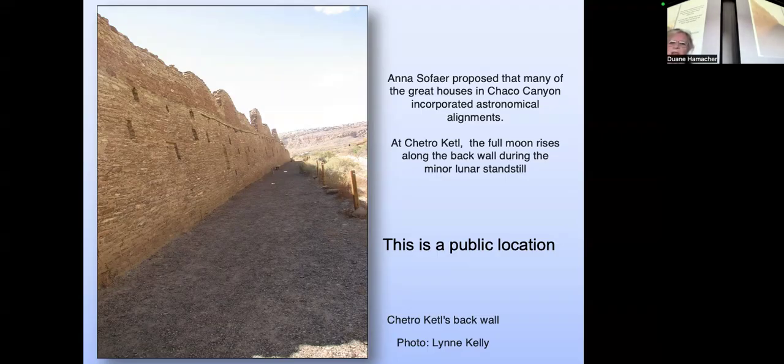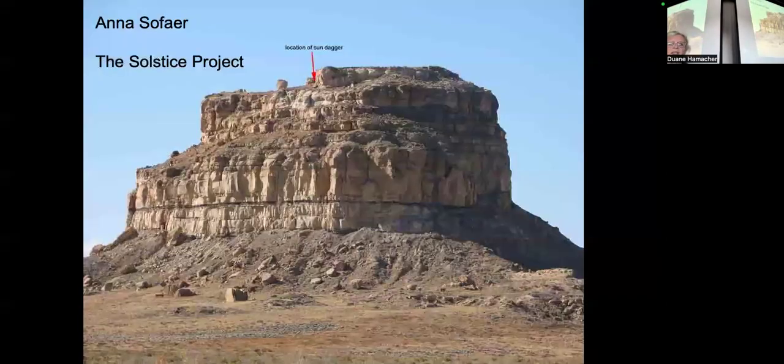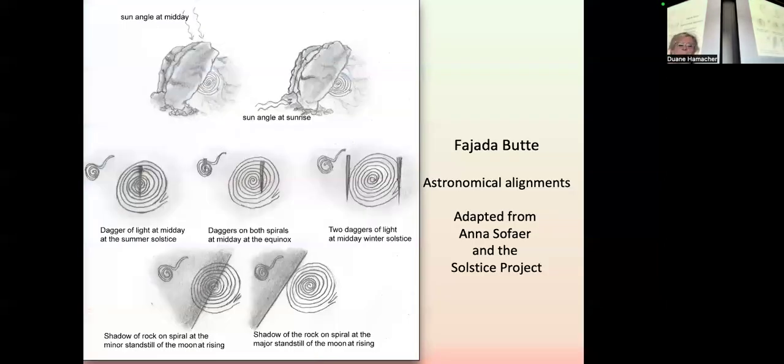This is Chetro Kettle with the full moon. And this is a public location. But let's look at, with the solstice project, with the sun dagger at a highly restricted location. I won't go into all the detail, and I cannot, she tried to teach me to pronounce it.